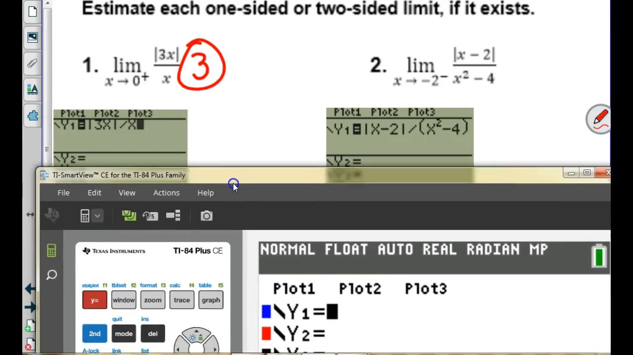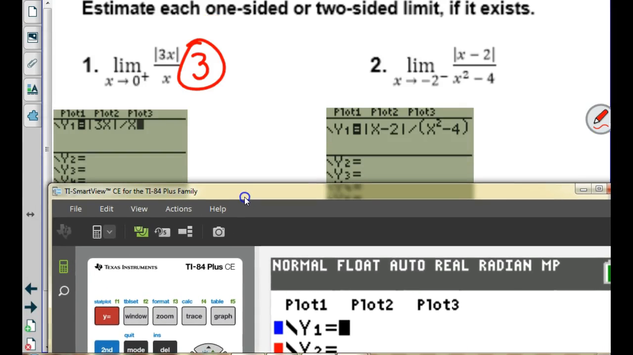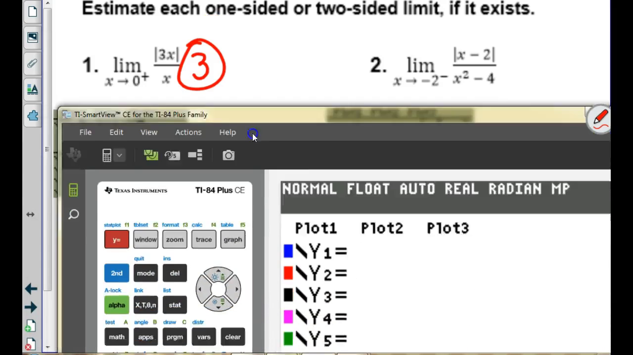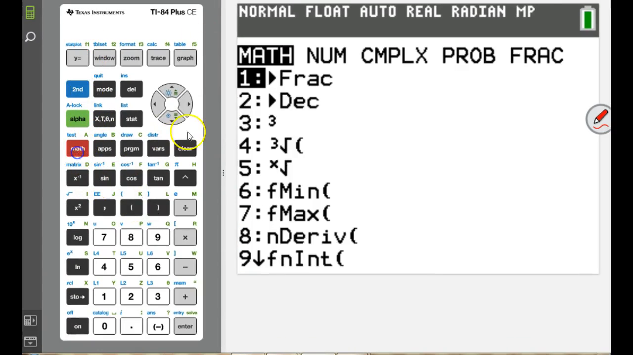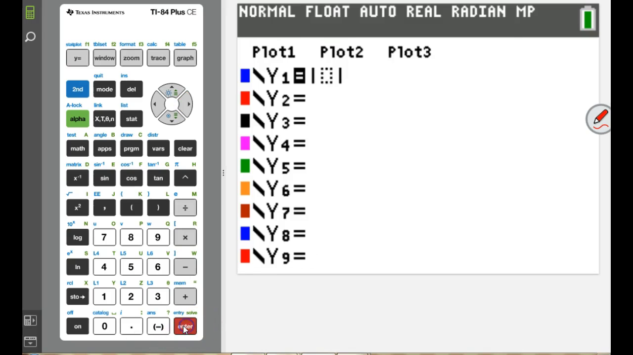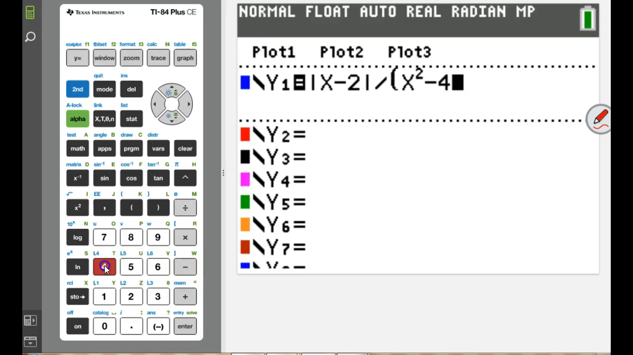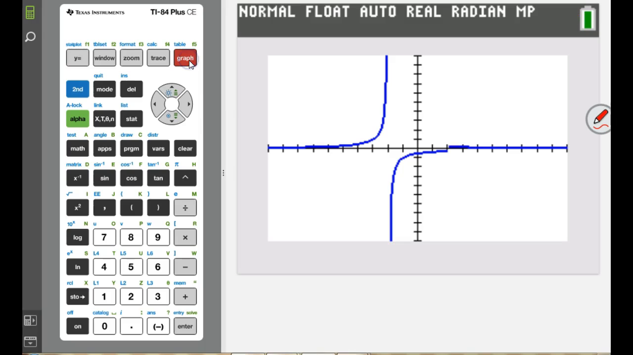What was it, guys? You already got absolute value of x minus 2 over the quantity x squared minus 4. So under math, arrow to the right, absolute value, was it x minus 2? And then it was divided by the quantity x squared minus 4. Make sure you put parentheses. That's the biggest issue for most students, is typing these in correctly. All right, I'm just going to leave this window. Oh, it worked. What do you know?